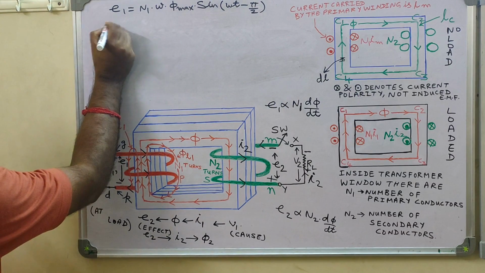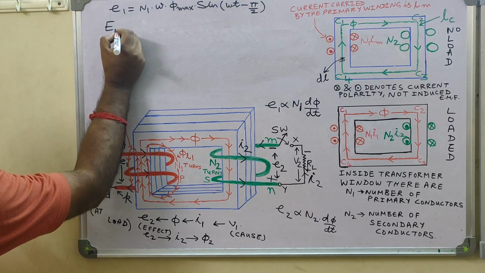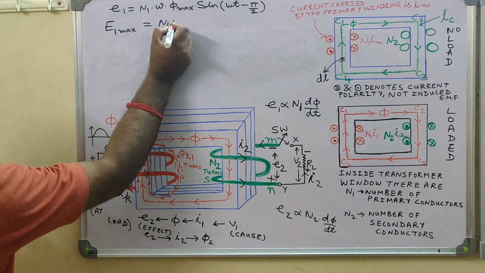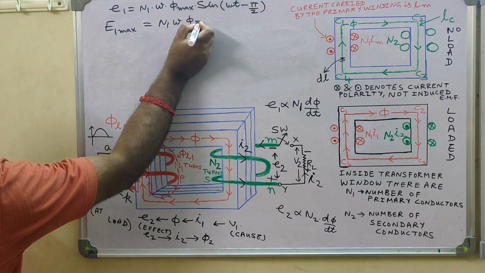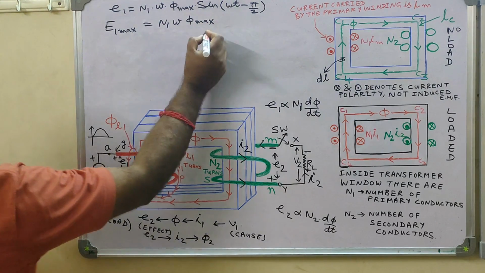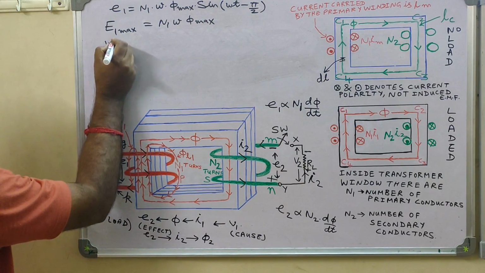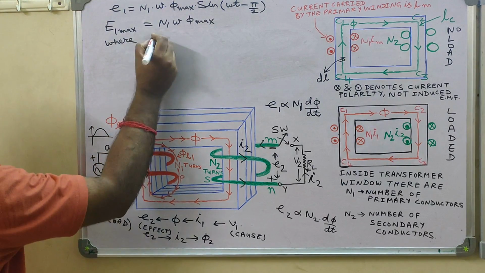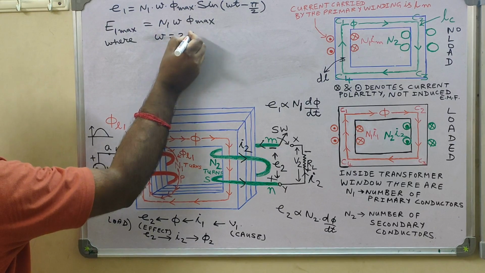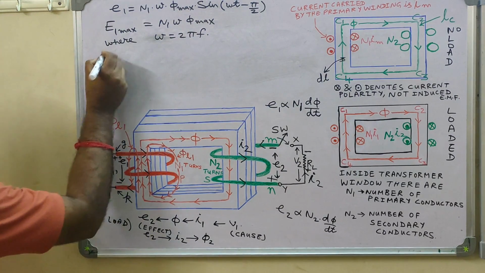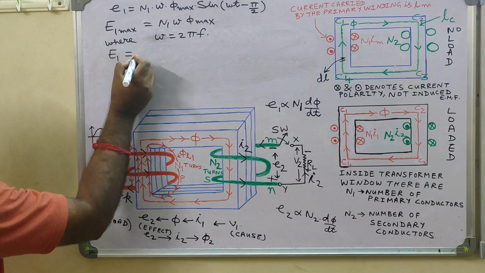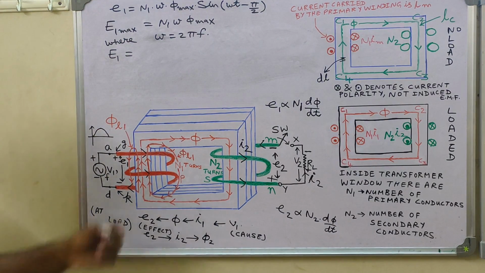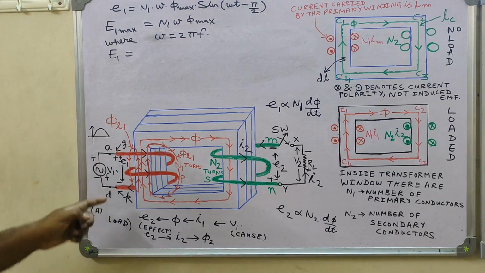From this equation, can we write the maximum value of EMF induced, E1 max? E1 max is nothing but N1 omega phi max, where omega is the angular supply frequency. So omega is nothing but 2 pi f. Now, what is the RMS value of the applied voltage? Sorry, it's not the applied voltage. It is the RMS value of the EMF induced in the primary winding.